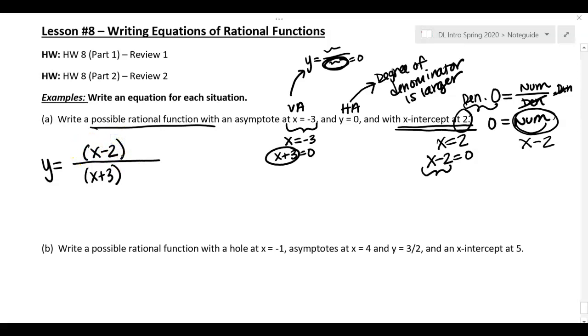So that's all the info. So I'm going to go back and check this horizontal asymptote information. The degree of the denominator is larger. So in this case, it's not. Right now, they both have a degree of 1. I can easily fix that either by putting in extra stuff or just by squaring that factor there. And this is a possible rational function that meets the requirements listed.